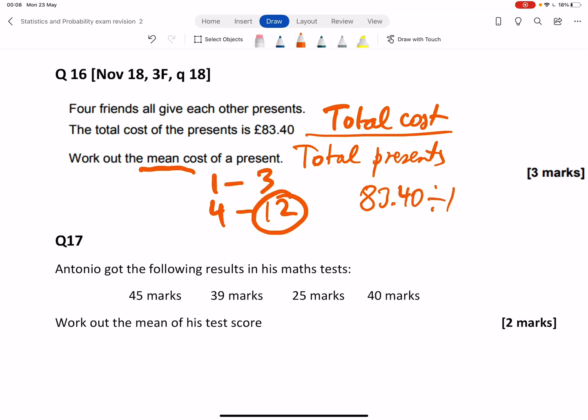£83.40 divided by 12. Okay, so use the calculator. £83.40 divided by 12 gives you £6.95. So the answer is £6.95.